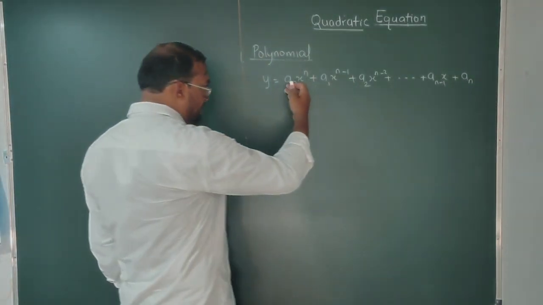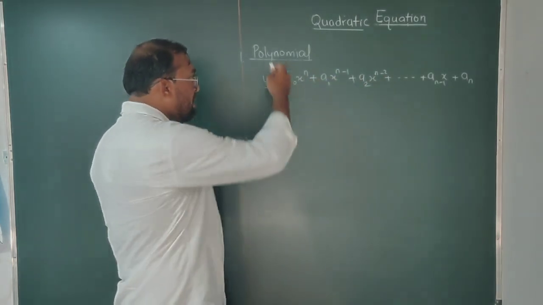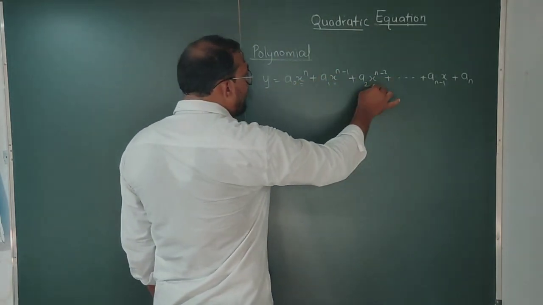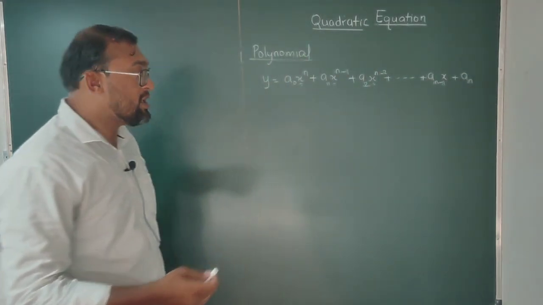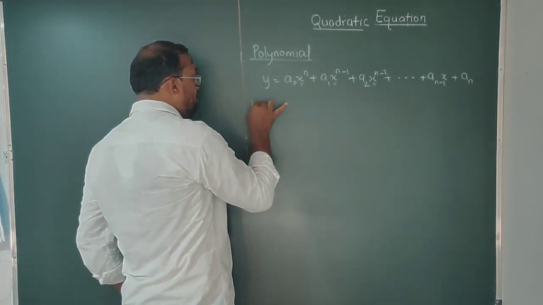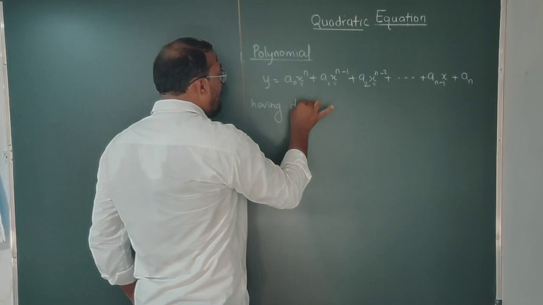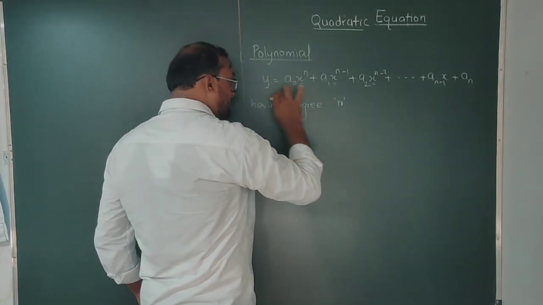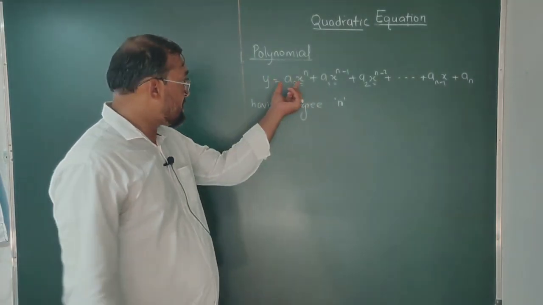There are multiple terms, hence polynomial means many terms, and the power or the degree of x is in decreasing order. So this is a standard form of a polynomial with degree. This is a polynomial having degree n. So for this polynomial to have degree n, we must need this term.